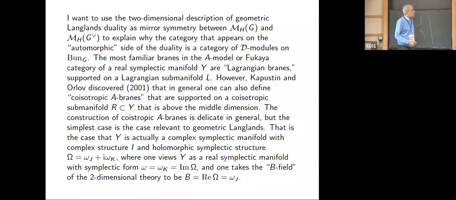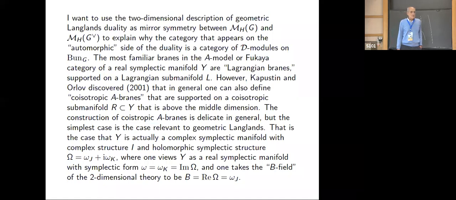Well, so on the automorphic side, we've got an A model category, or a Fukaya category, of a real symplectic manifold Y, namely the Higgs bundle moduli space, viewed as a real symplectic manifold with the symplectic structure, the Hitchin form omega K. The most familiar branes of the A model are Lagrangian branes, supported on the Lagrangian submanifold L. But Kapustin and Orlov discovered that in general, you can also define coisotropic A branes that are supported on a coisotropic submanifold that's above the middle dimension.